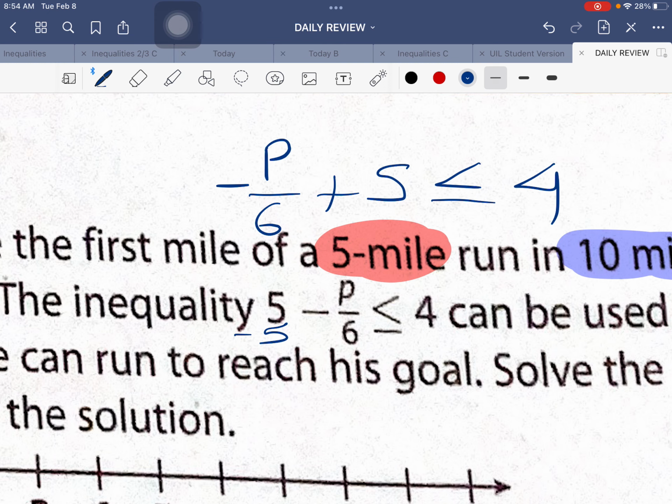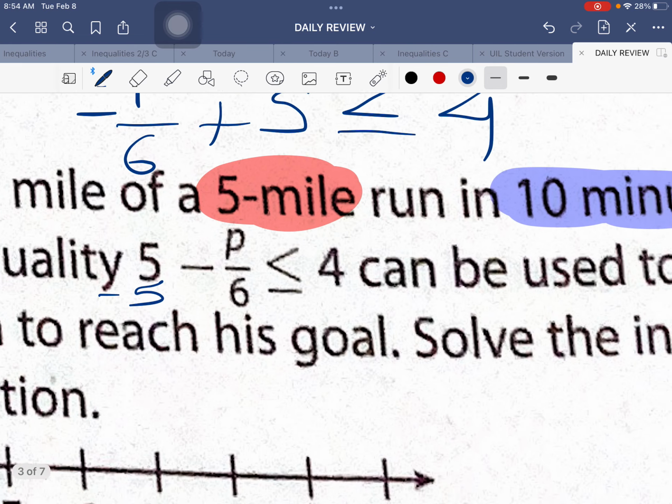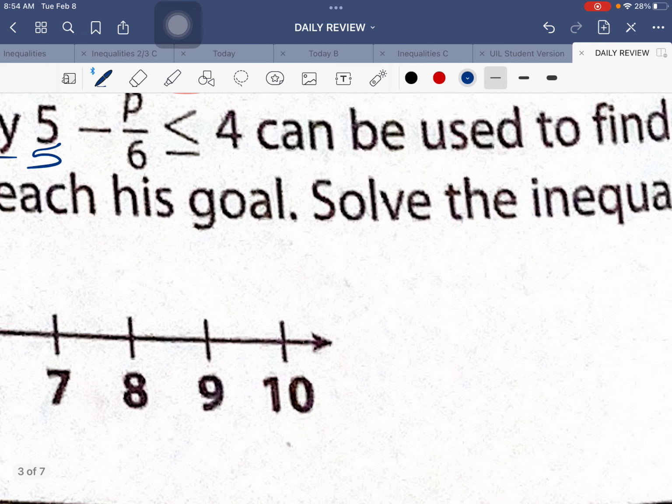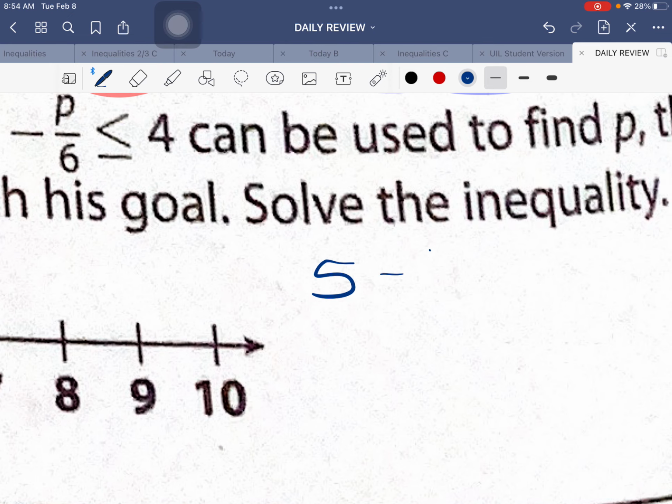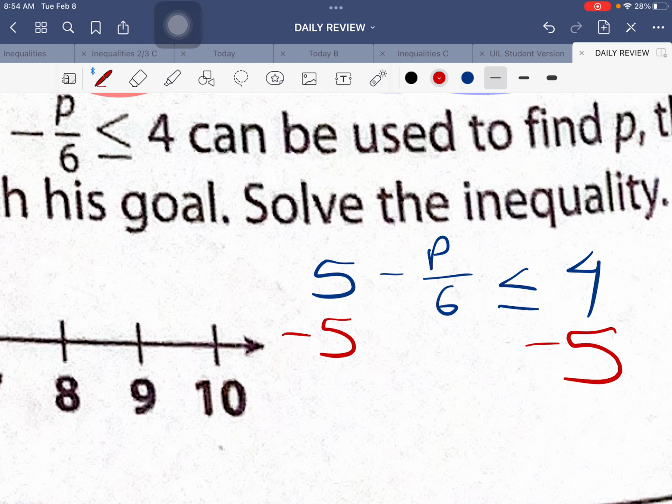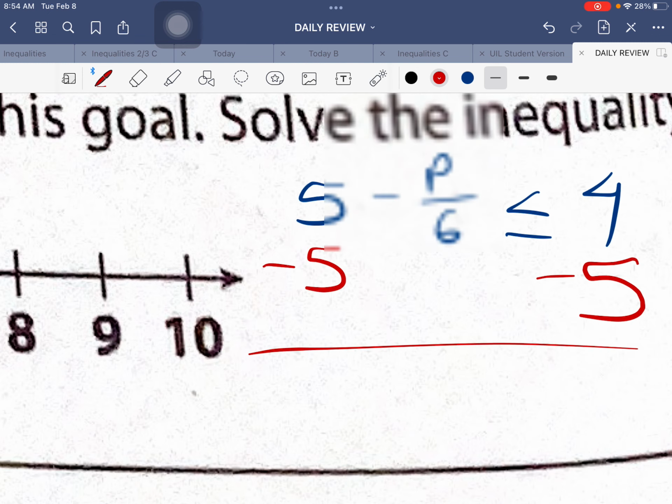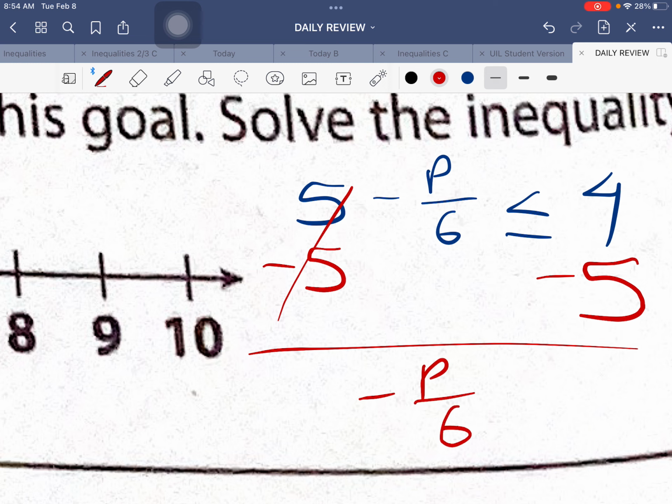Now, let's go ahead and do it. I'm going to write it again. I'm going to subtract 5, but what I do to one side, I have to do to the other side. These cancel each other out. I bring everything else down.